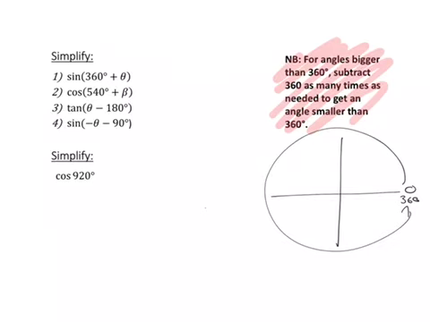So for this first one, sine of 360 plus theta. That's bigger than 360. It's 360 plus, we're adding on to it. So let's subtract 360 here. And what will we be left with? 360 minus 360 is 0. So we're just left with sine theta. So sine of 360 plus theta, if we chop off 360, we're just left with sine of 0 plus theta, which is sine theta, and that would be your final answer. We're just trying to break it down.